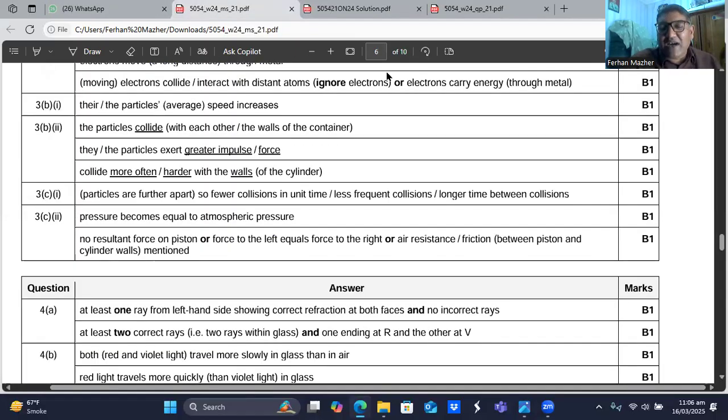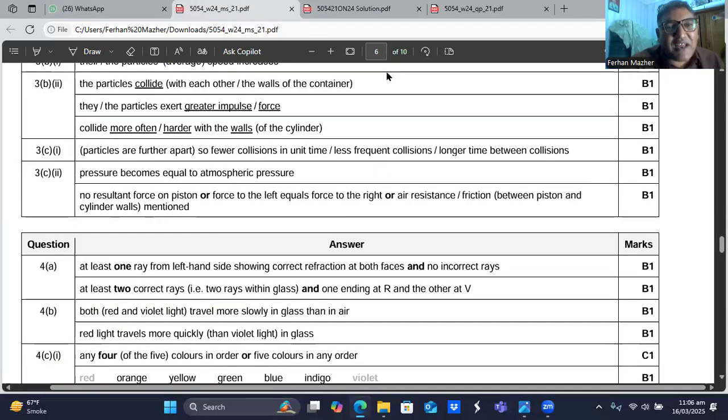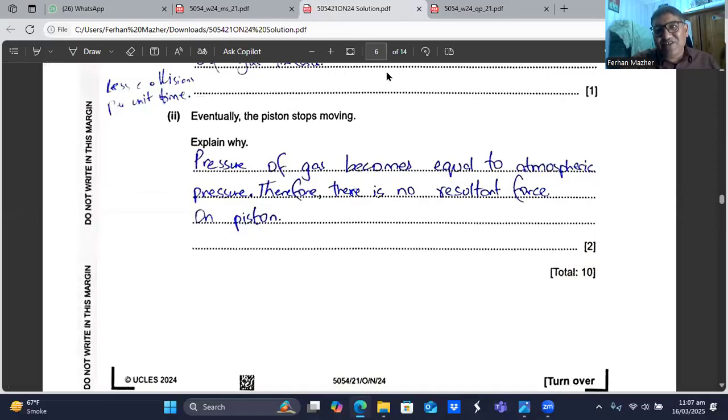So let's check from the marking scheme. What does the marking scheme say? Pressure becomes equal to the atmospheric pressure. 1 mark for saying this. And no resultant force on the piston. Force to the left equals force to the right. Air resistance, friction between piston and the cylinder was mentioned. So the outward force and inward force become equal to each other. The piston stops moving.